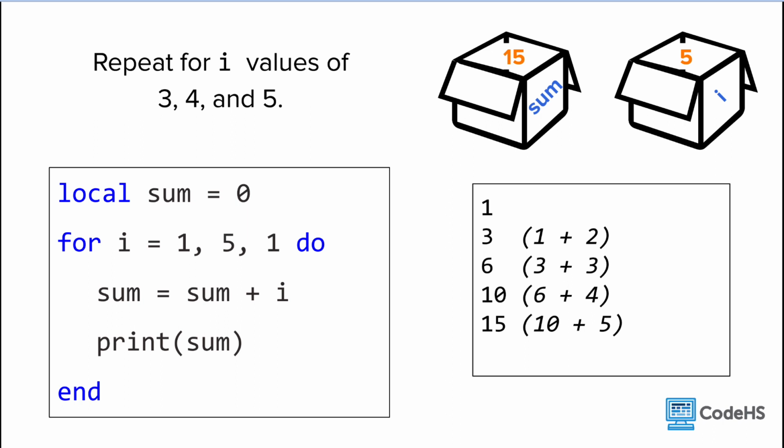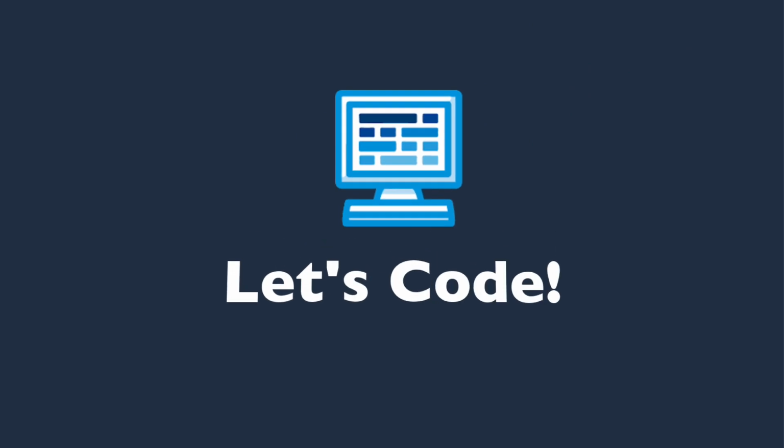We continue this and repeat this loop for when I has the values of 3, 4, and 5. This will give us the final value of 15 for the sum. All right, now that you know about for loops in Lua, it's your turn to use them in your programs.